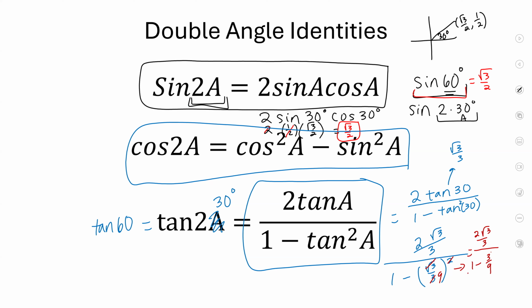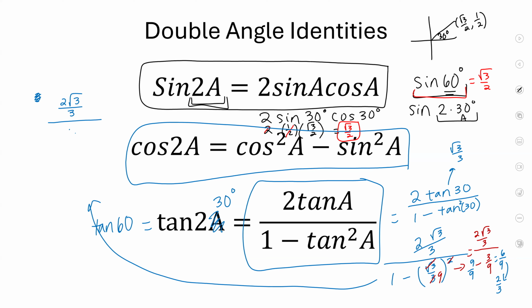Now, if I want to combine these, the denominators need to be the same. So what I'm going to do is change this 1 to a 9/9. So this denominator becomes 6/9, or 2/3, correct? This is 2/3. Okay, I'm going to come over here since I ran out of space. I have 2 square root of 3/3 divided by 2/3.